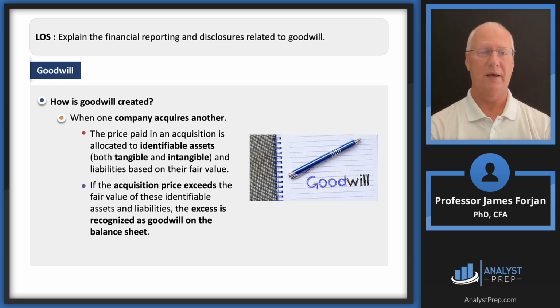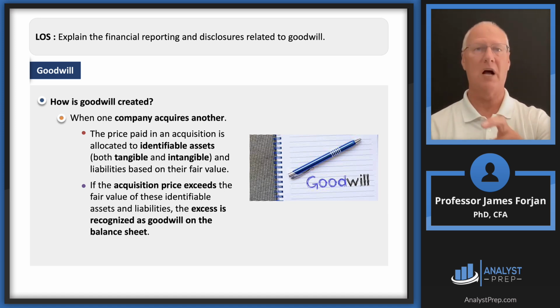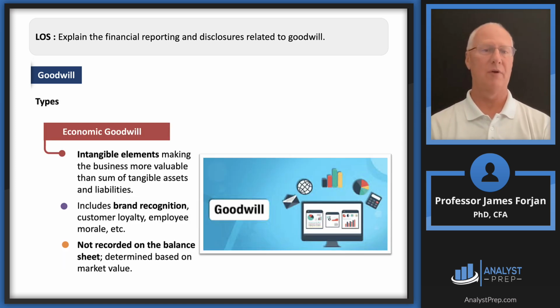So what does it say? Yeah, based on their fair value. So if the acquisition price exceeds, there's the 160 versus the 100. So that difference of $60 earlier, that has to be accounted for somehow. And so the accounting gods throw it into goodwill.